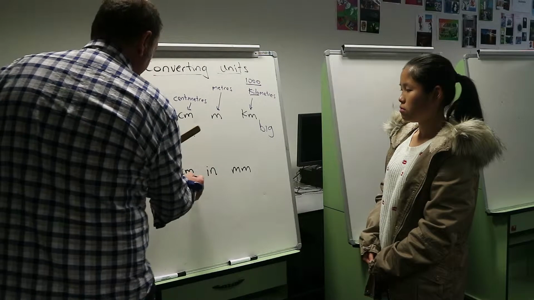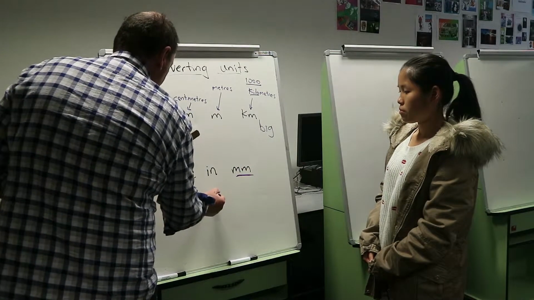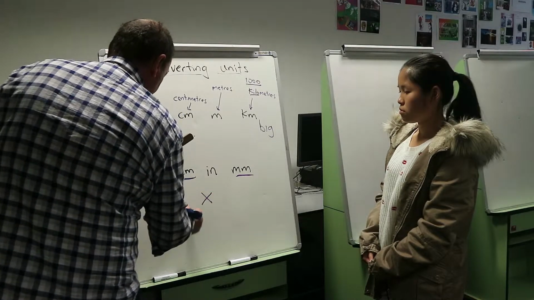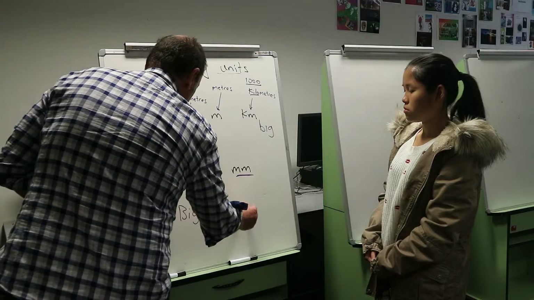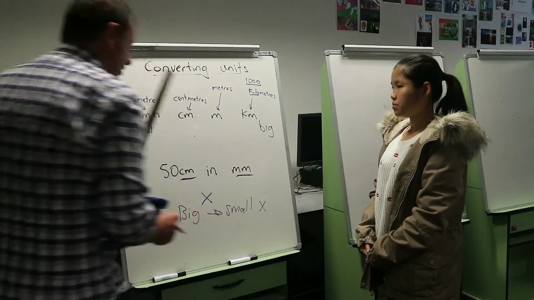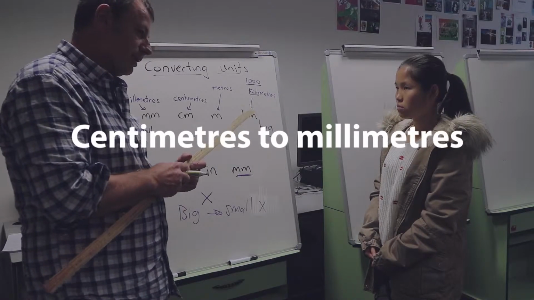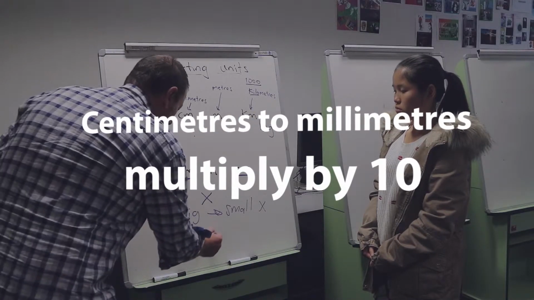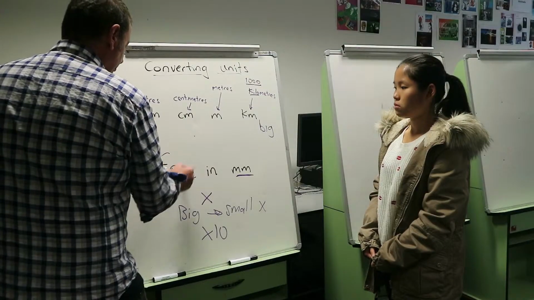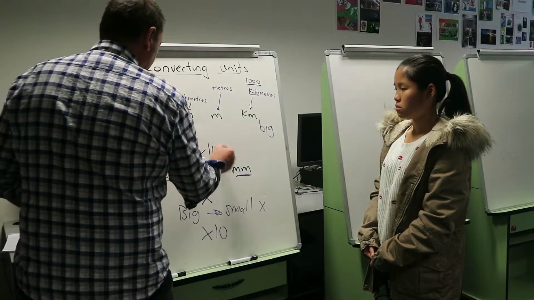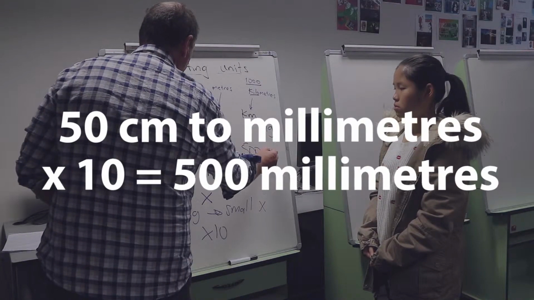So when we're going from a bigger unit to a smaller one, we need to multiply. Big to small, multiply. And here, each centimetre has 10 millimetres, so we need to multiply by 10. So 50 times 10 will equal 500 millimetres.